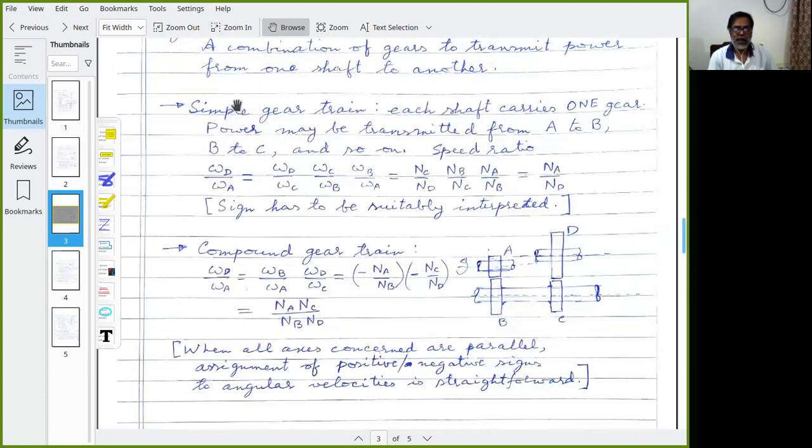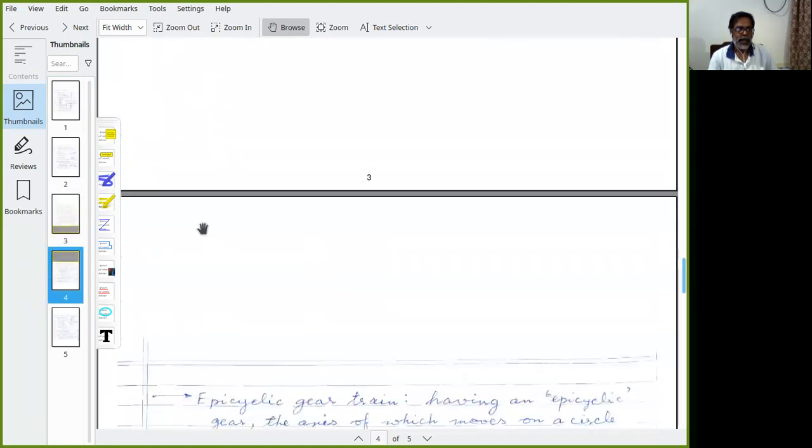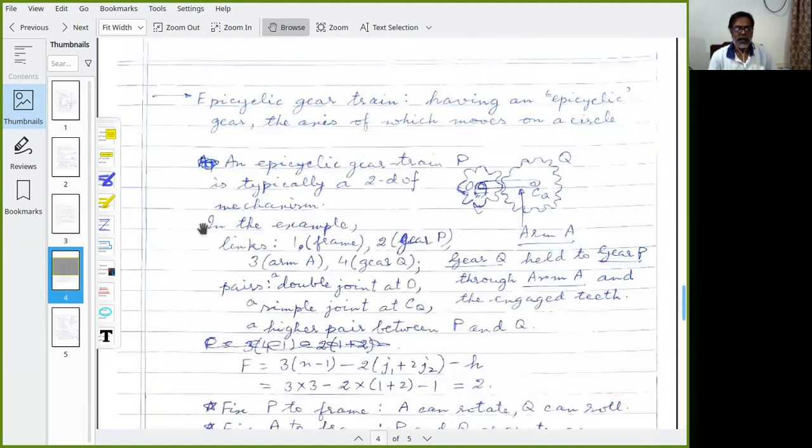So this is one kind of gear train, the simple gear train. This is the compound gear train. There is a third kind, which is the interesting one, and that is the epicyclic gear train. It typically has at least one epicyclic gear, the axis of which moves on a circle. The axis is not fixed.